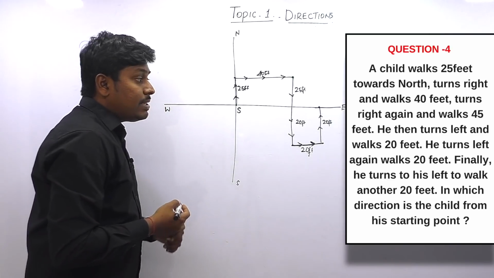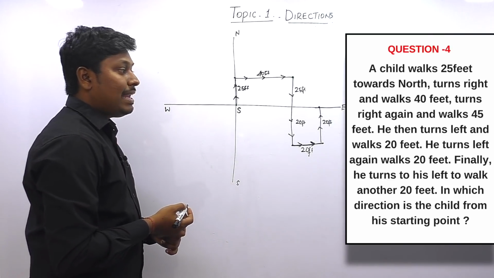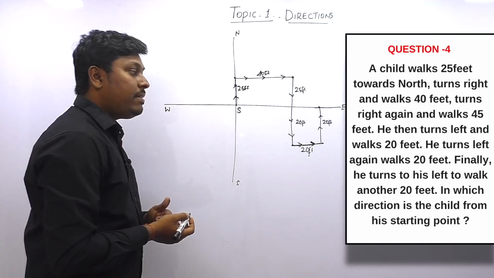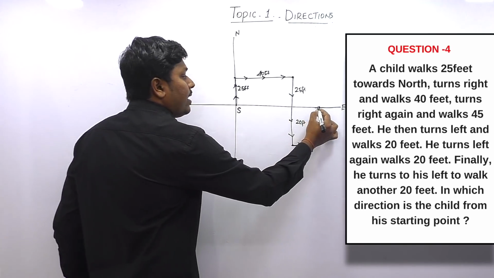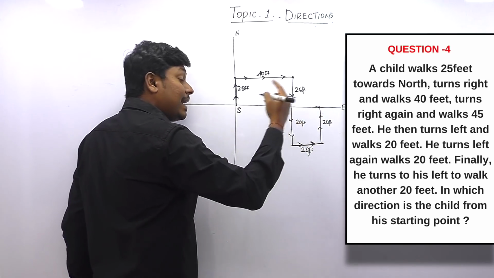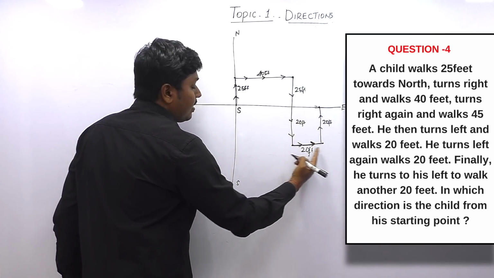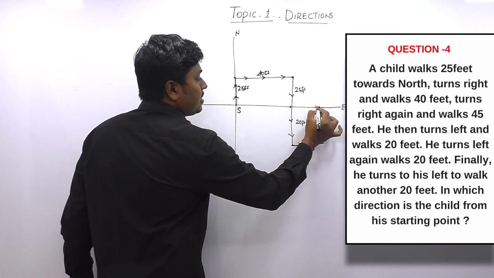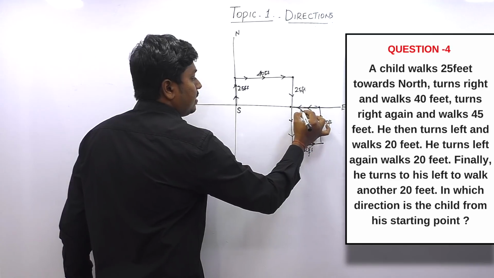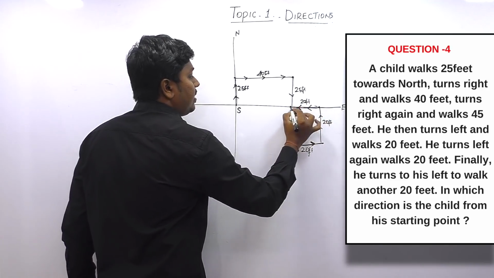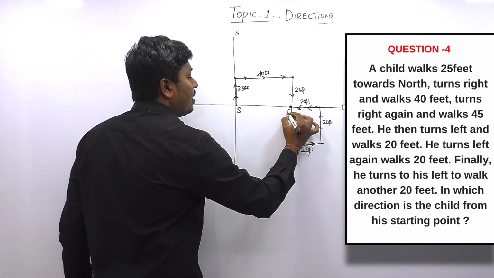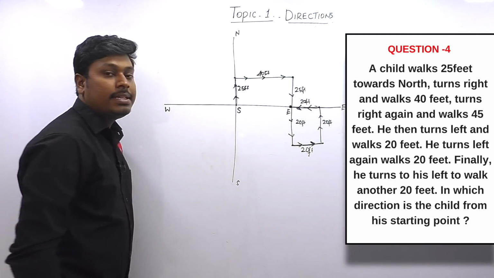And the last point, what they say, finally he turns towards the left to walk another 20 feet. So again from this point, the child is taking a left turn and again he is walking 20 feet. So this parallel line is 20 feet. So from this point, if he takes a left turn and walks 20 feet, finally the child will be exactly at this point, and this will be the ending point and this will be the starting point.